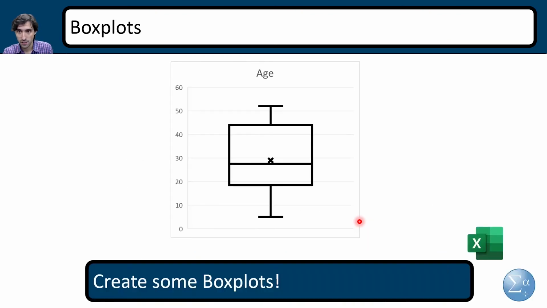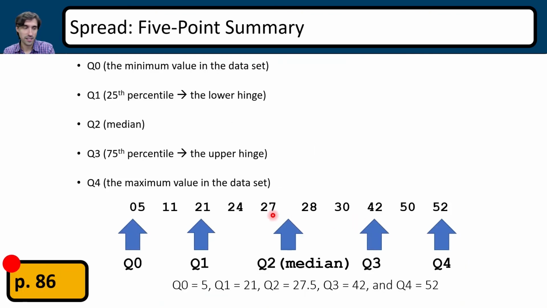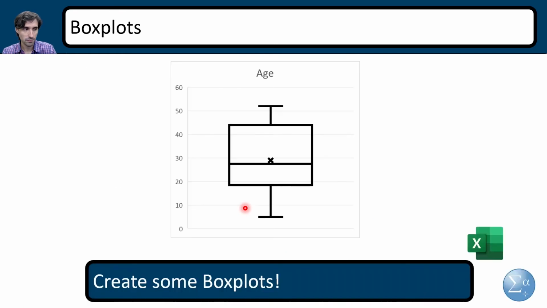So again, same thing. I kind of jumped the gun. I always forget what's next, and I always prep myself for it, so please excuse me. So we have the minimum. We have Q1, which is the 25th percentile, or the hinge. We have the median. We have Q3, which is the 75th percentile, and then Q4, that is the maximum.